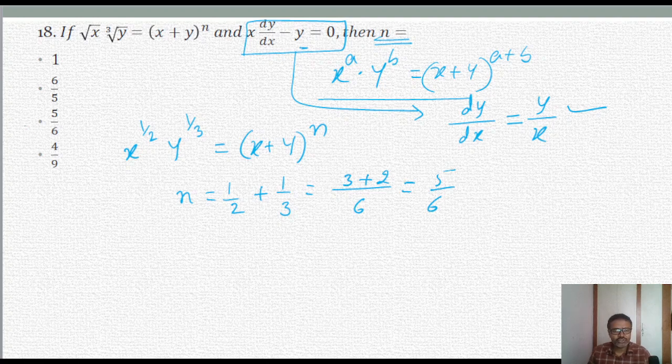So option C is the answer for this question, friends. So knowing these conditions is very important for us. Okay friends, let's move on to the next one.